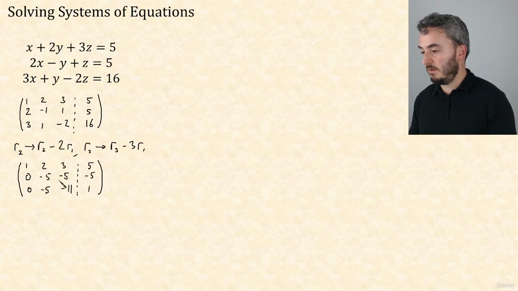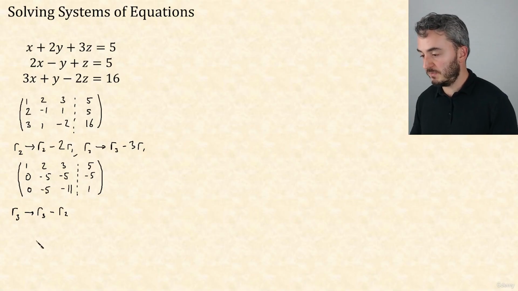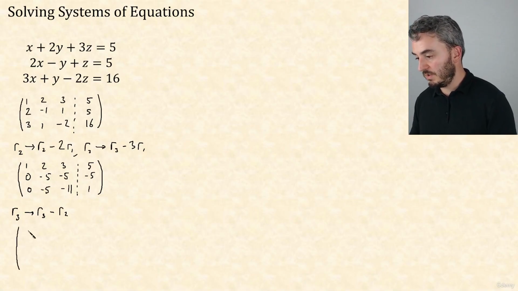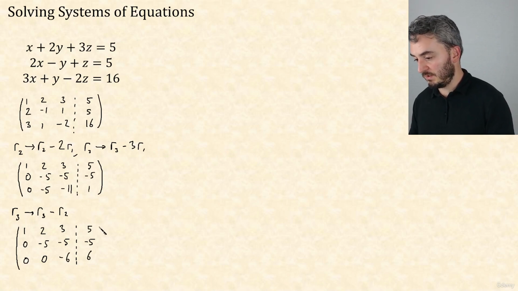Okay, this is looking good. I'm now going to use these two. So I think I can just do that my new row 3 is going to go to my old row 3 minus my old row 2, because minus 5 minus minus 5 gets me the 0 I want. So first row remains unchanged, second row remains unchanged, third row becomes minus 5 minus minus 5 is 0, minus 11 minus minus 5 is minus 6, and 1 minus minus 5 is 6.